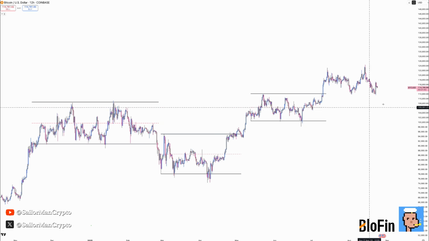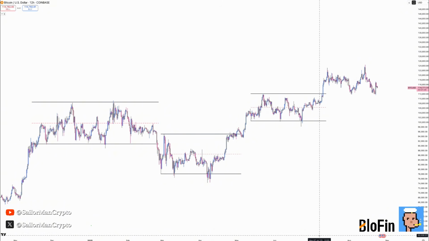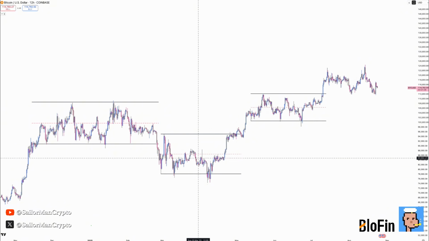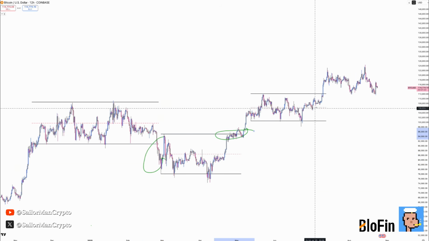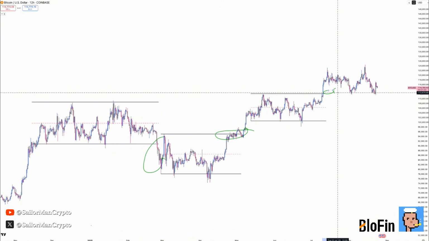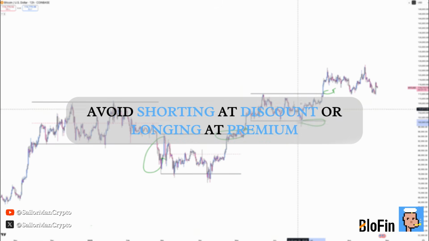So the important thing is for you to understand why ranges exist, what is their function: accumulate, distribute, reaccumulate, redistribute; how you want to position in this range, and how to try to always be on the right side of the market. Range will eventually fail, as we saw here, failing, then failing, then failing. So it will eventually break. You always try to be on the right side, so you don't short discount and you don't long premium. As simple as that.